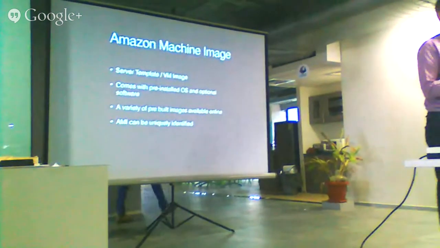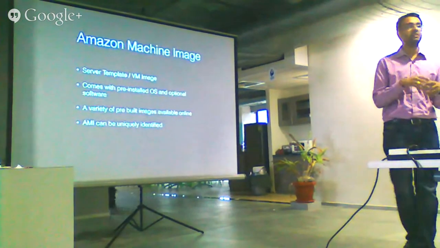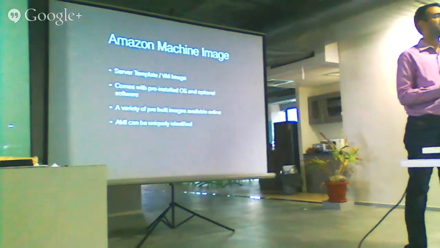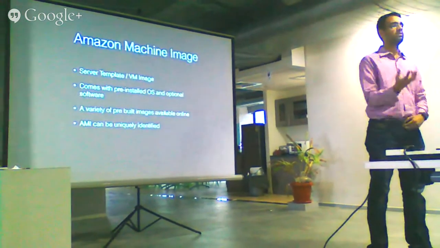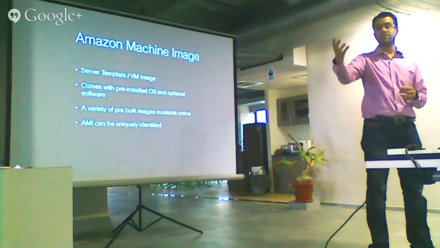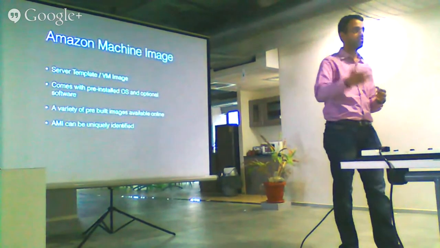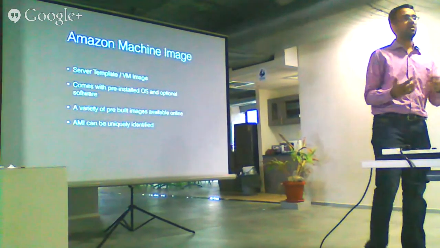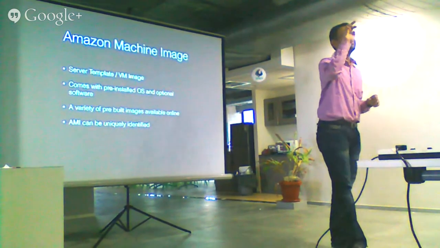Now, what are AMIs? AMIs are nothing but Amazon Machine Images. So basically, this is very similar to your ISOs, right? So how did we create that? That Ubuntu distros basically.